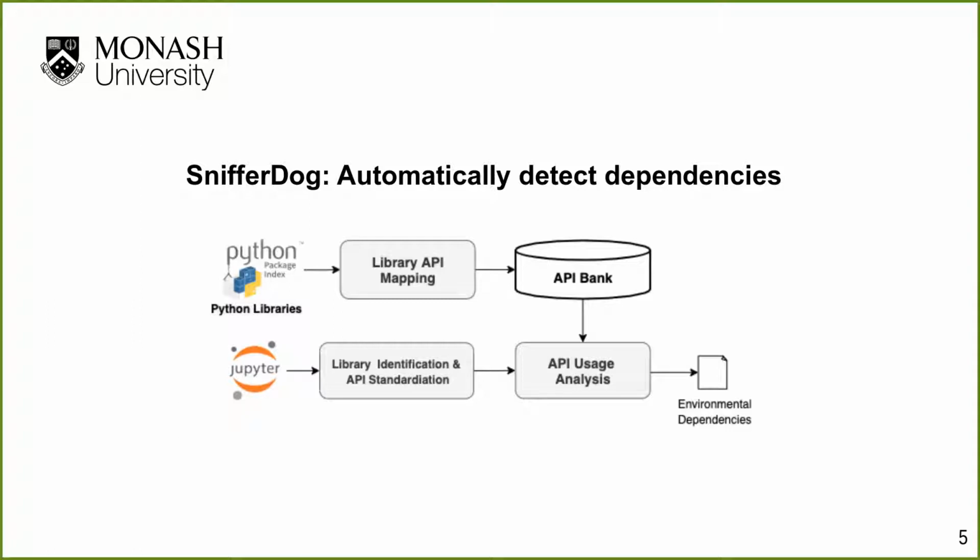Now that Python programs in notebooks leverage third-party library APIs, we track how these APIs have been evolving by taking historical releases of Python libraries as the input for the API mapping module. After that, we first built an API bank that can record API profiles such as names, parameters, and life cycles. Then for any given notebook, SnifferDog will have all third-party library APIs identified, detected, processed, and sent to the API bank for API usage analysis, after which the environment dependency configuration file will be outputted automatically.